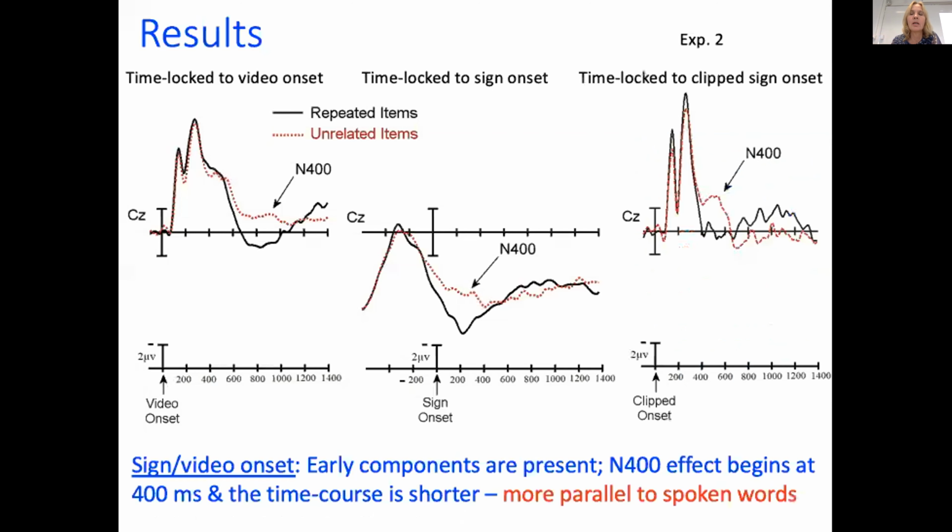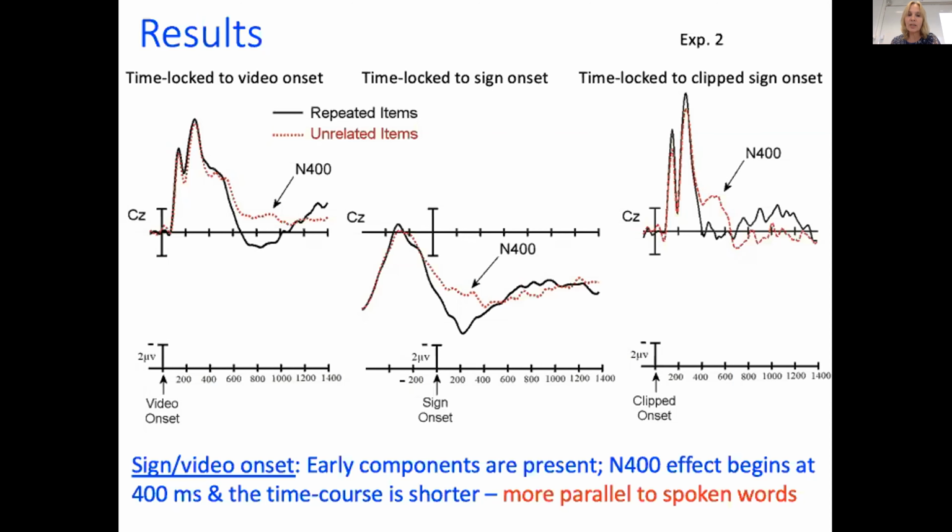So now in the second experiment, we had the same deaf signers come back, something like a month later, and view the same videos, but now they're clipped in the way I showed you, so that the sign onset and the stimulus onset are pretty much the same. So you see these early components are back.